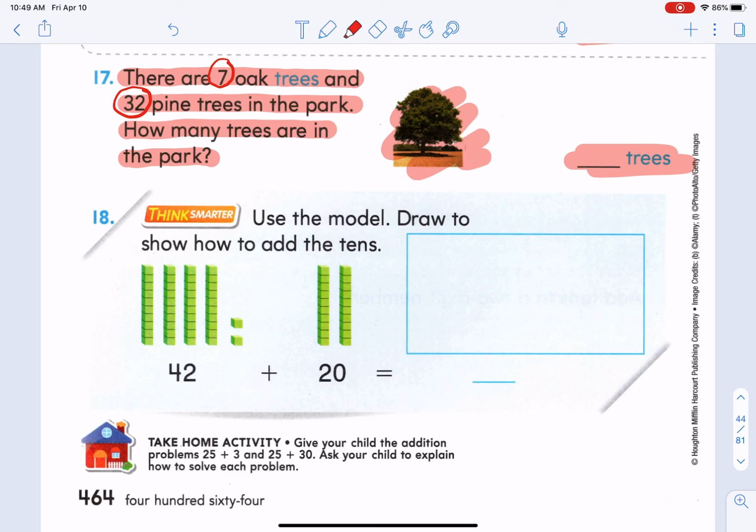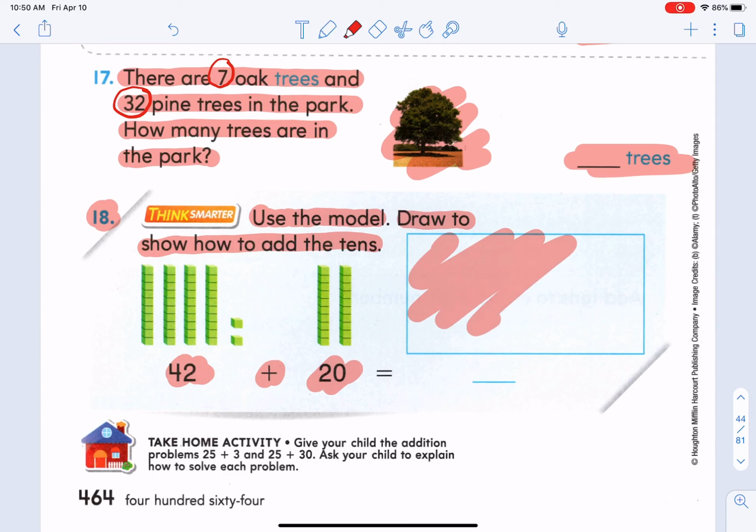The next problem is down here, number 18, and it says, use the model, draw to show how to add the tens. Well, they've done some of the work for you, but you're going to add 42 plus 20, and you're going to draw everything inside that box, and you're going to give me the answer down there. Not too hard. I think you can handle it. But for today, we're going to do one more page.